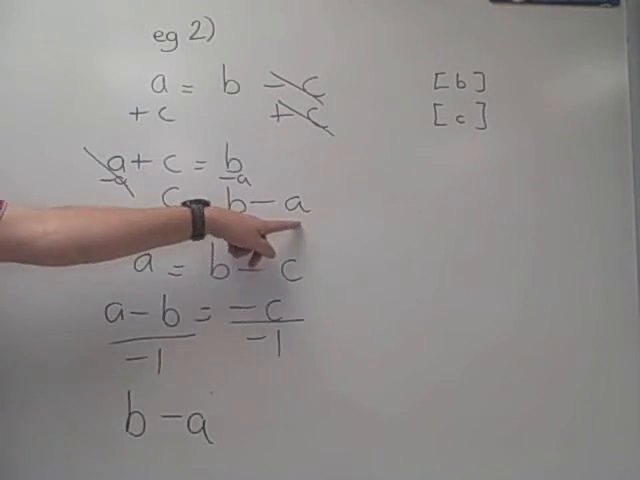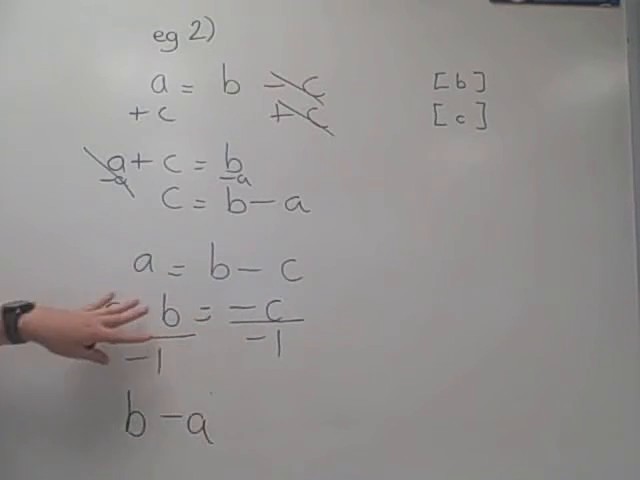So you still end up with b minus a, but sometimes it's confusing when you've got multiple negative signs on. So I prefer to bring this to the other side first.